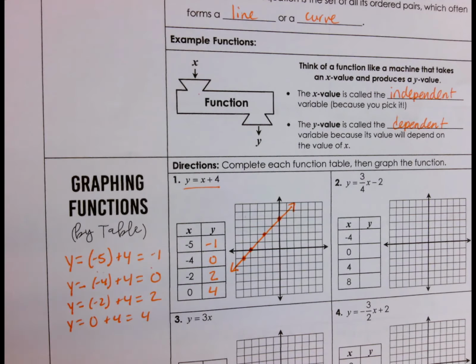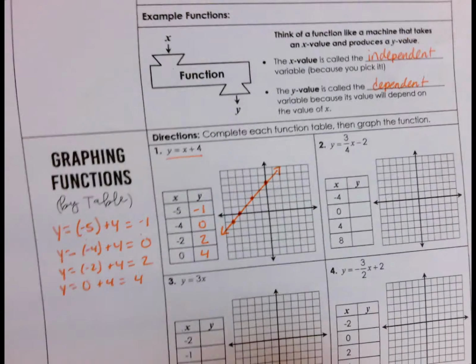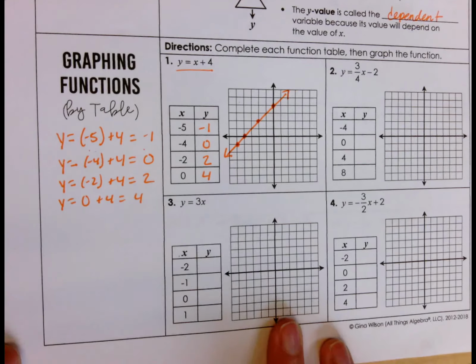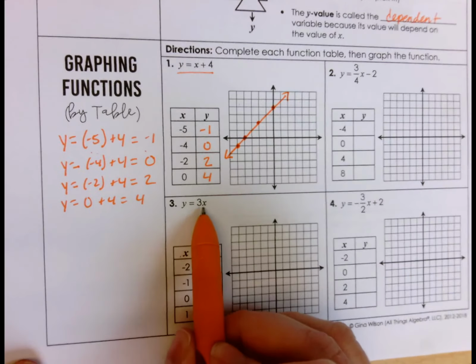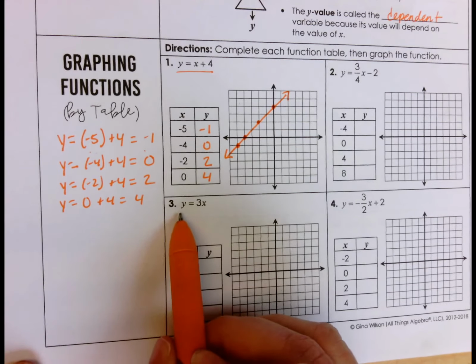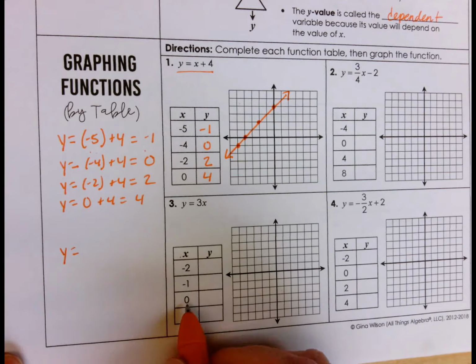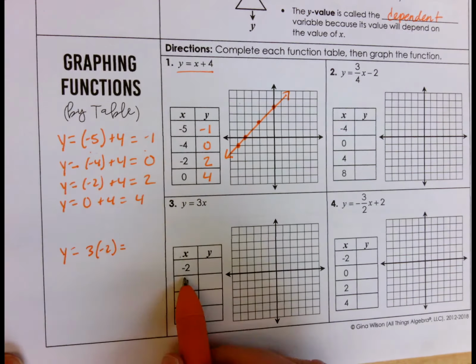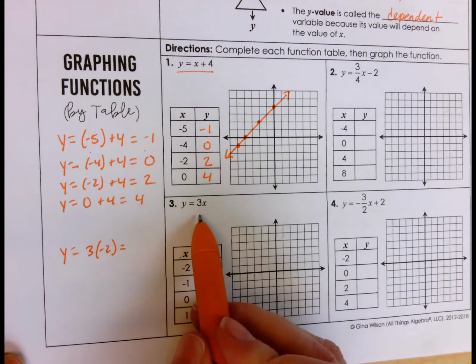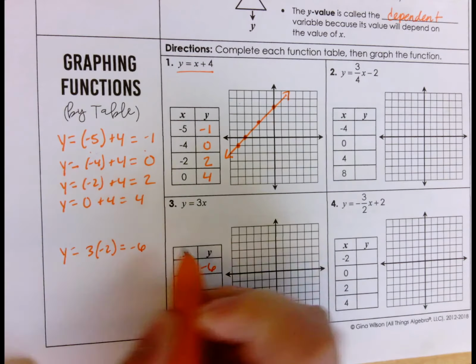So all we did was take those x values, plug them in, and find the y value that matches. We're going to do the same thing down here for number 3. This time the rule is if I have an x value and I multiply it by 3, that's where I'm going to get the y value from. This time I've been given -2, -1, 0, and 1. So 3 times -2: I'm going to take that -2 and plug it in. -2 times 3 is -6, that's the y value.